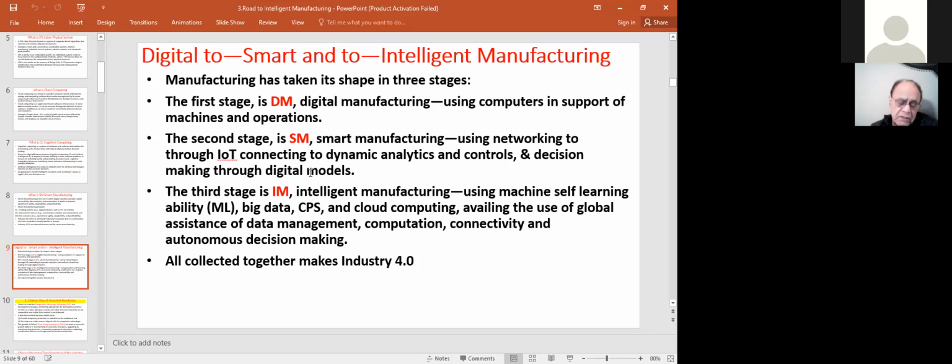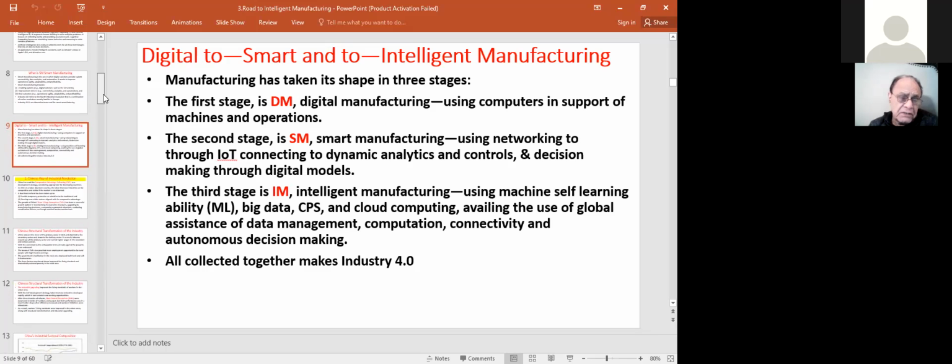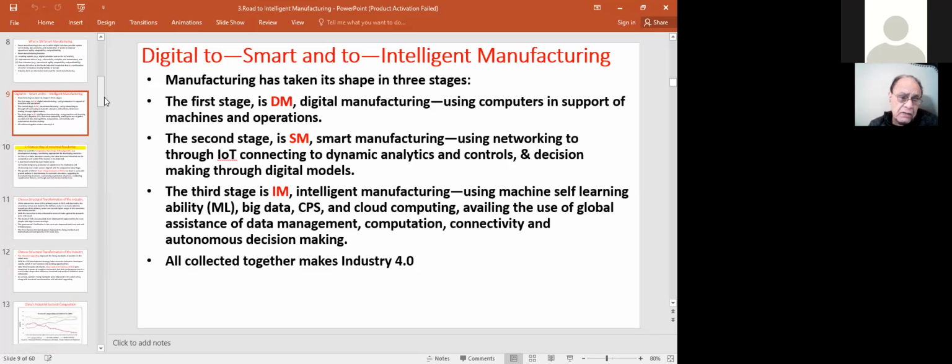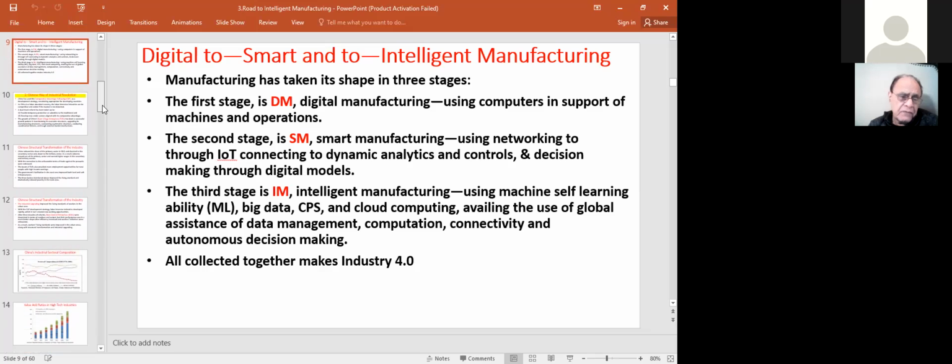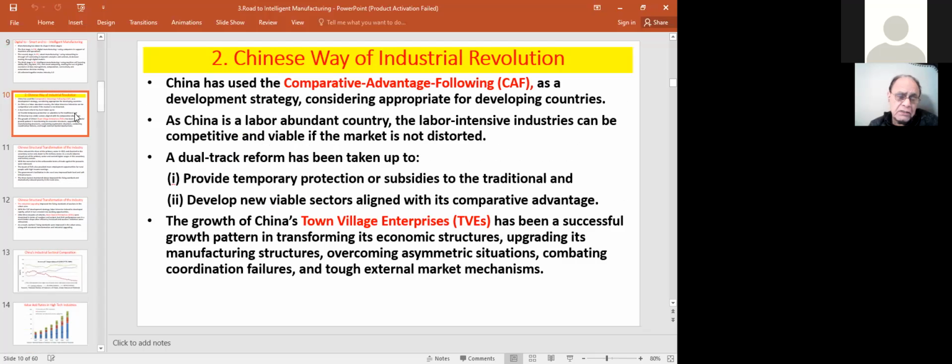So this is how we introduce into our manufacturing the smart systems and the digital systems, and then intelligent manufacturing. Now, Pakistan is entering into it, and we really need to have a look at how the Chinese have developed themselves, and how they have entered into the revolution 4.0 stage.